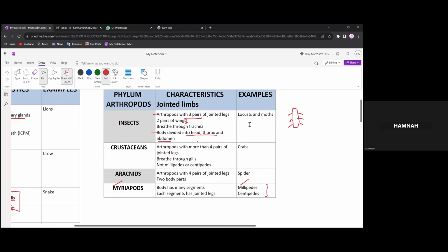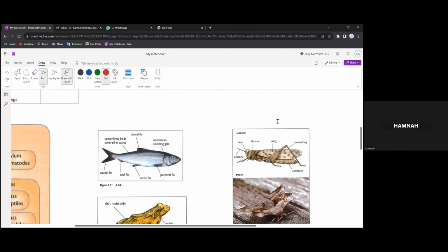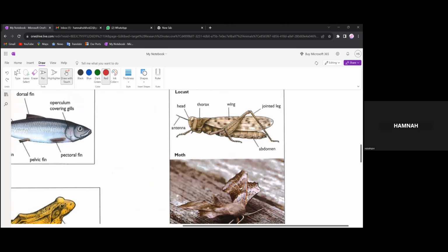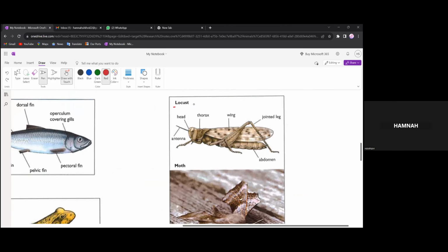Insects are easy. The examples are locusts and moths, right? This is a moth. This is a locust, right? You've seen this. You don't know its name, locust. We just normally call it that. Everyone has seen this. It's quite common. We don't say, oh, look, a locust, right? But yeah, we've all seen this.